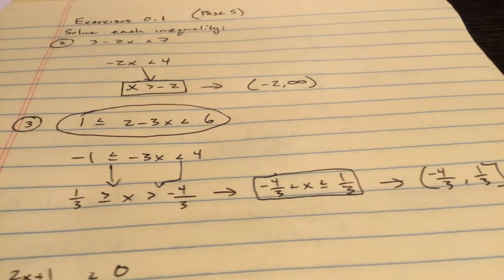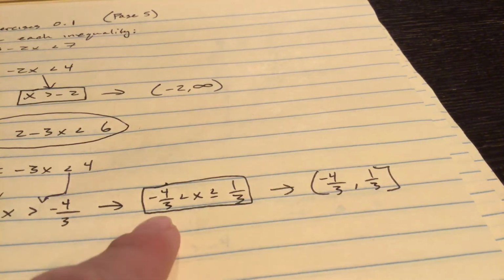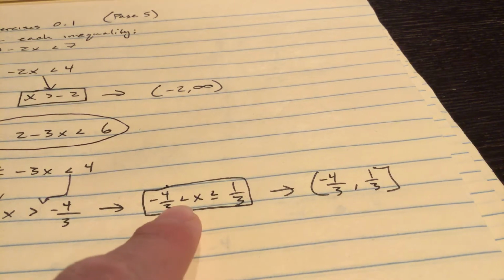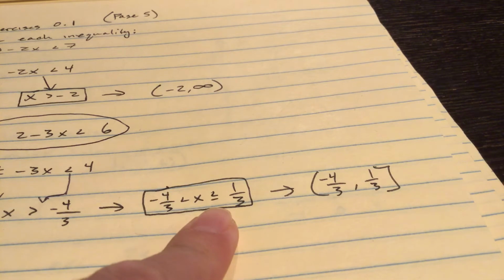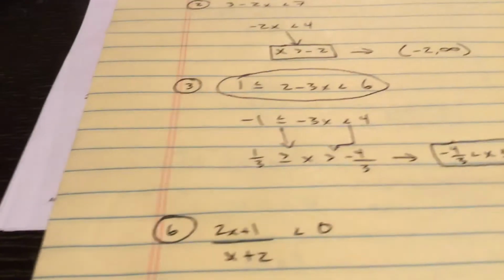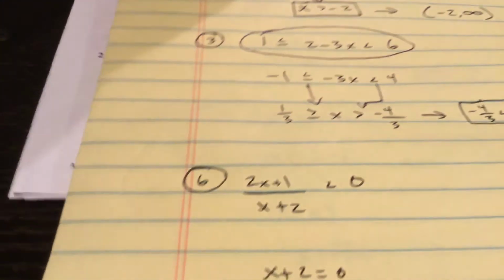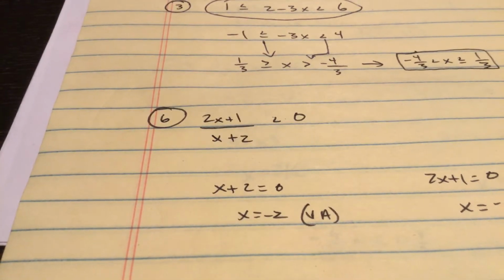Just like that. I do want you to write it in interval notation. There's going to be a parenthesis around -4/3 because x is greater than it. Bracket around 1/3 because technically x can be 1/3. Parenthesis, bracket.